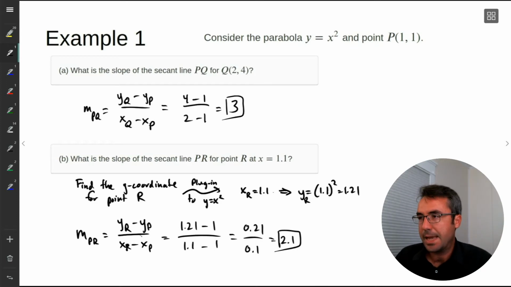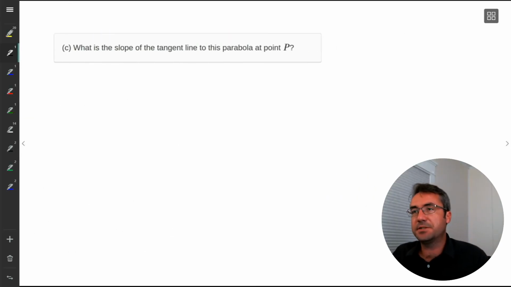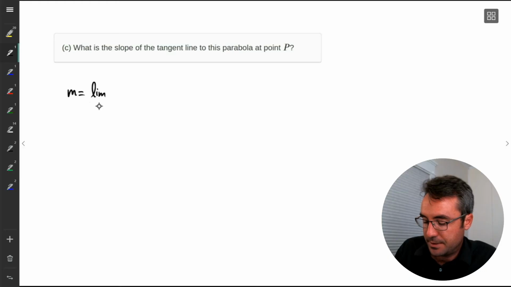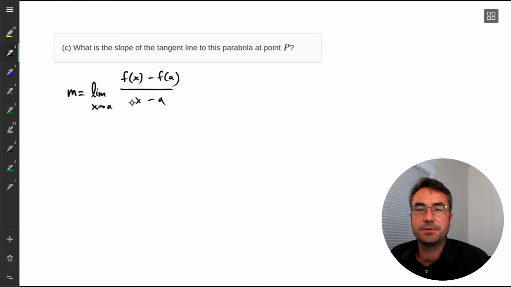All right. Let's try one more of these. But this time we're going to find the slope of the tangent line directly at point P. How are we going to do this? Well, we're going to use our limit definition, and let's use the other one. Let's look at the limit as x approaches a of f of x minus f of a all over x minus a. Perfectly fine to use this one. So here's our slope of the tangent formula, one of them.